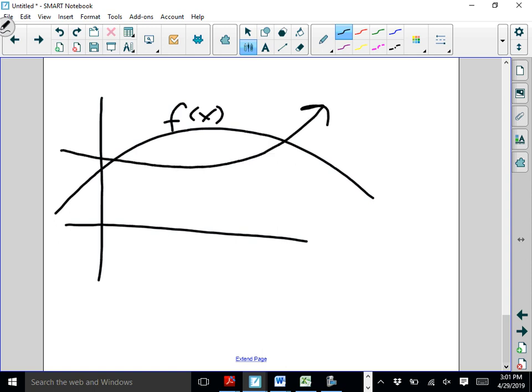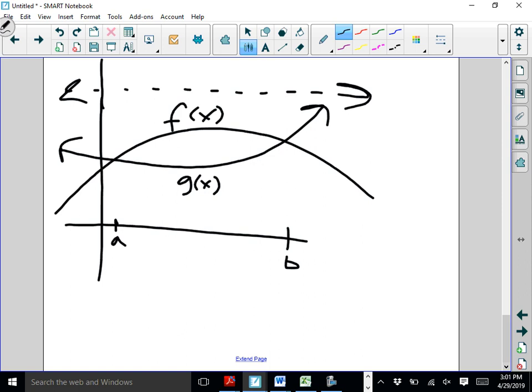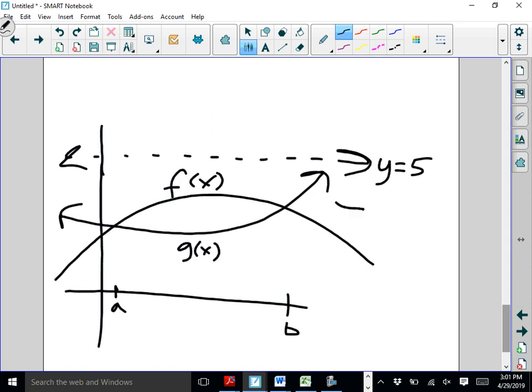So here's my f of x, here's my g of x. This I'm just calling A, this I'm just calling B. But now, let's say I'm revolving this thing about the horizontal line y equals 5. So let's say that horizontal line y equals 5 is now above my region. Well, again, when I revolve this thing upwards and around, it's going to make a big radius that actually ties to g and a little radius that actually ties to f.